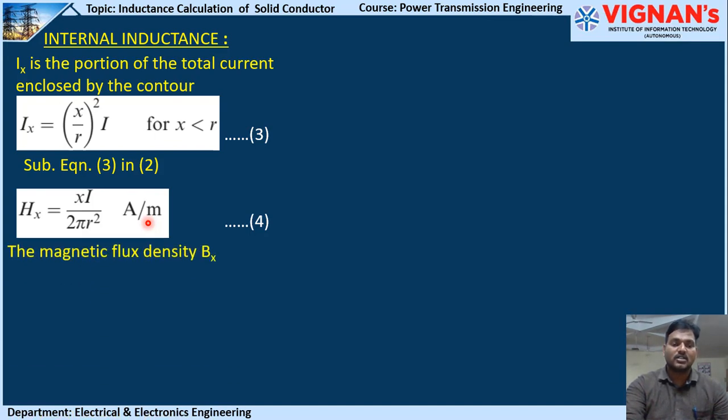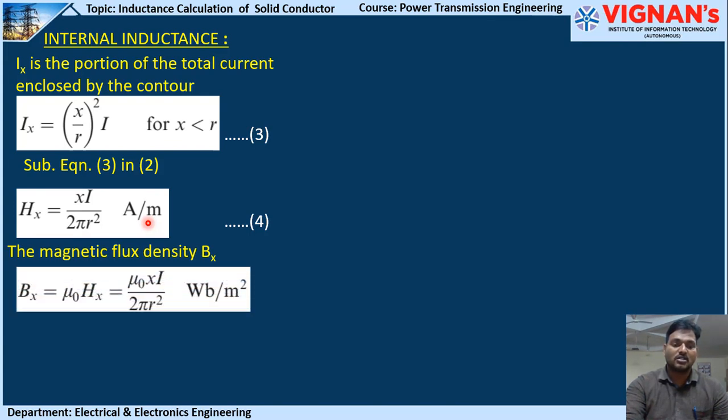So the magnetic flux density of the contour x can be taken as Bx is equal to the permeability into the magnetic field intensity. Here we assume that the core is non-magnetic. That's why the permeability is the same as the absolute permeability mu naught. Therefore, mu naught into Hx is equal to, substitute this Hx here, you will get equation number 5: mu naught xi by 2 pi r square.